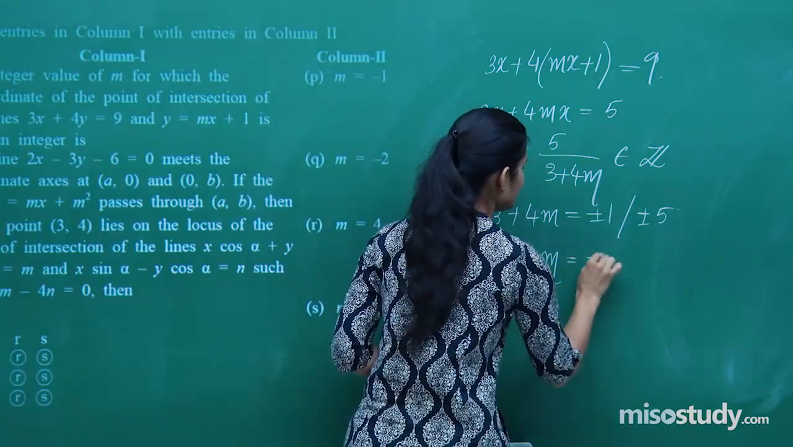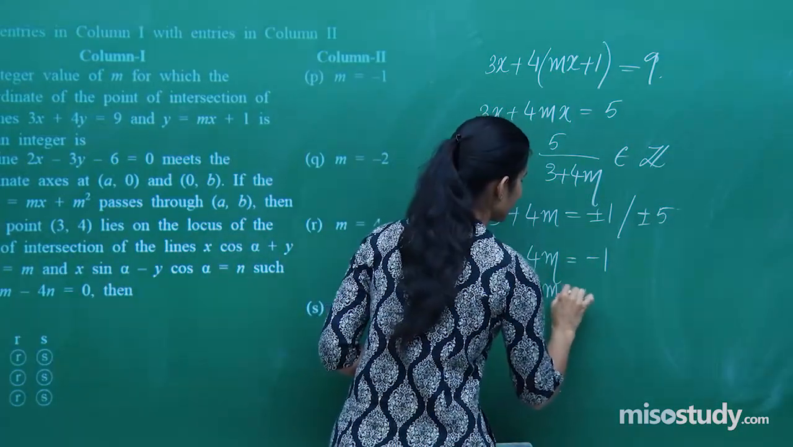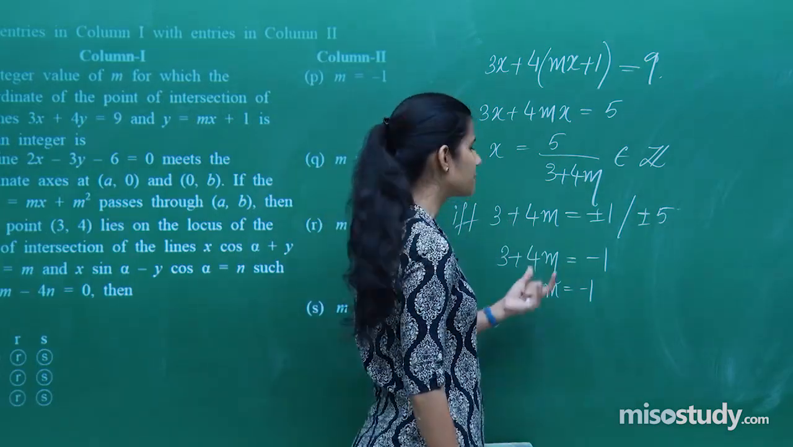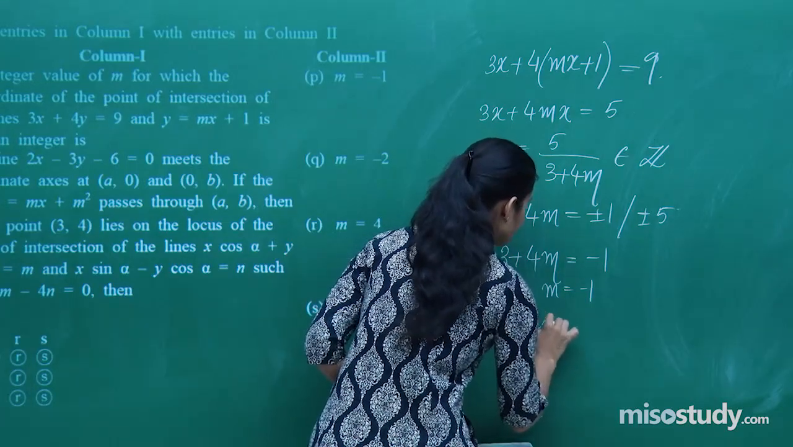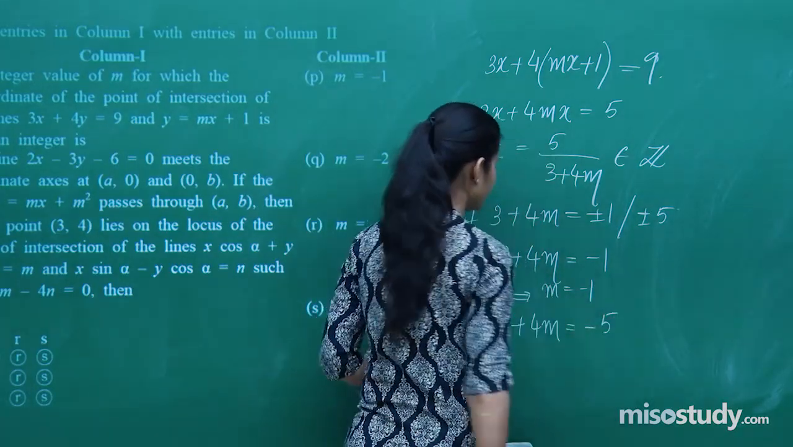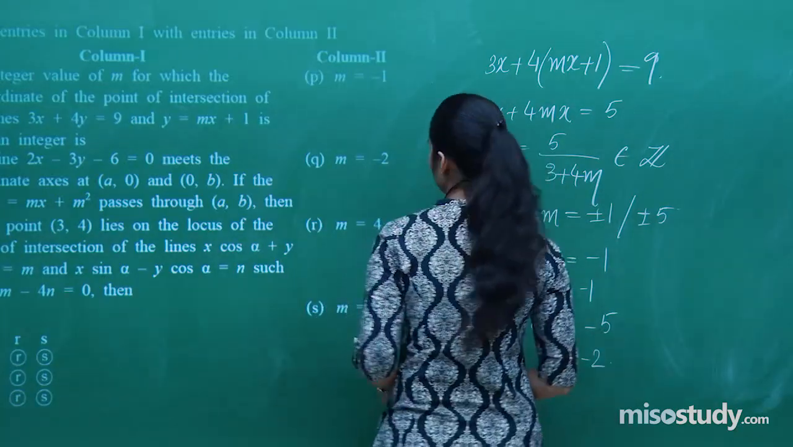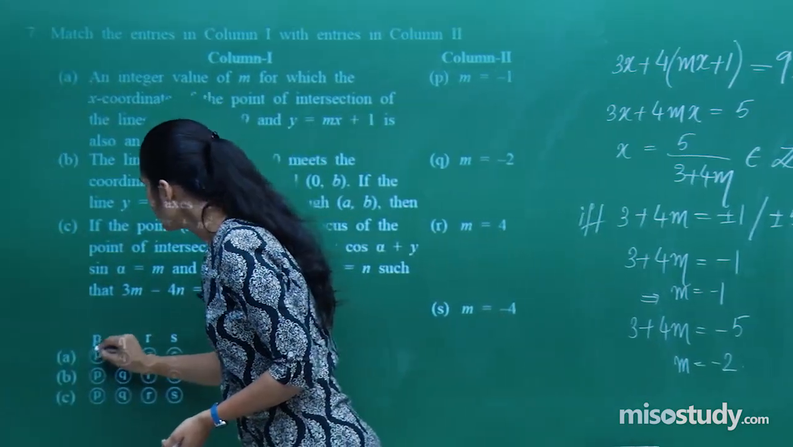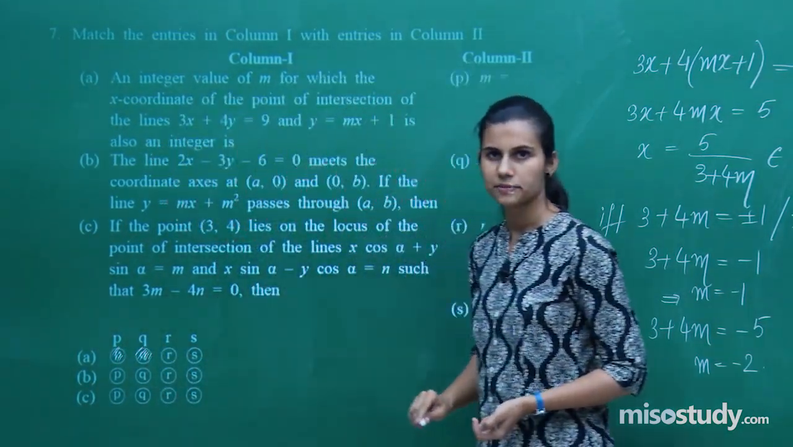3 plus 4m is minus 1 implies m is minus 1, because this is minus 1 minus 3, that is minus 4. M is minus 4 upon 4, which is minus 1. And if 3 plus 4m is minus 5, this becomes m is minus 2. So two of the answers are m is minus 1, m is minus 2. Both P and Q will be shaded against it.